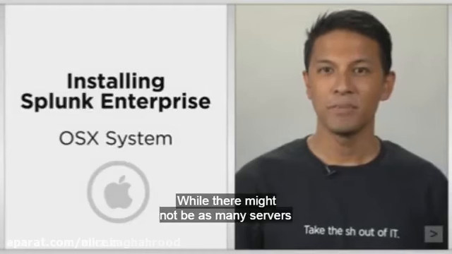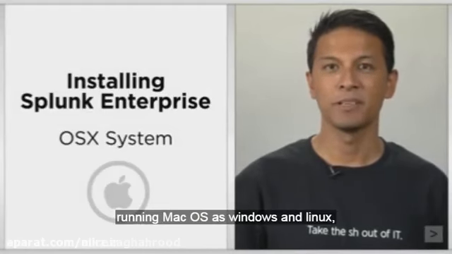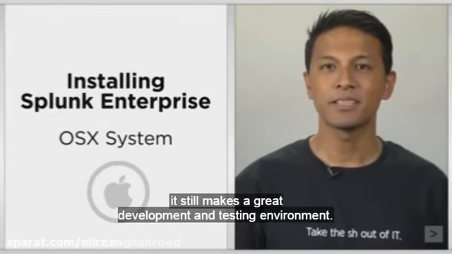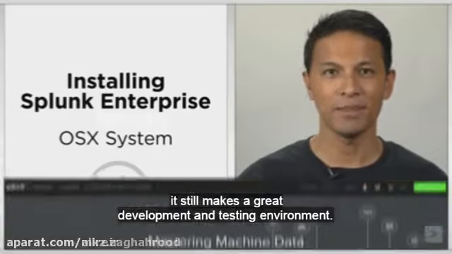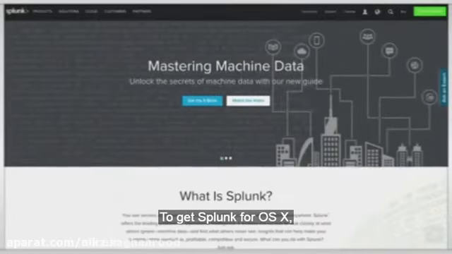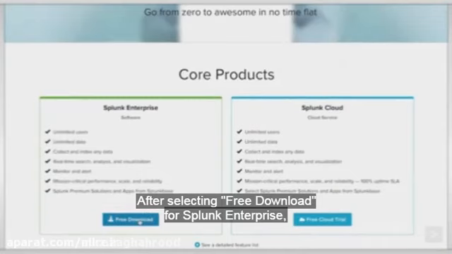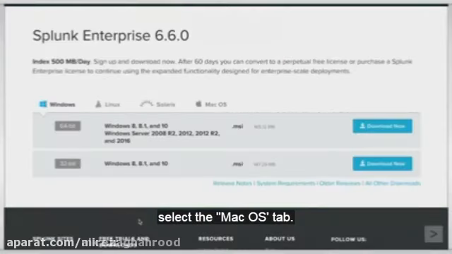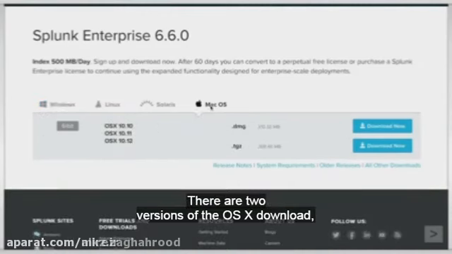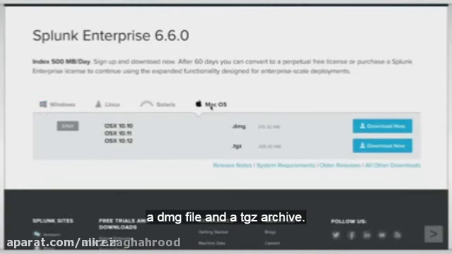While there might not be as many servers running Mac OS as Windows and Linux, it still makes a great development and testing environment. To get Splunk for OS X, go to Splunk.com and click the free Splunk button in the top right of the interface. After selecting Free Download for Splunk Enterprise, select the Mac OS tab. There are two versions of the OS X download, a DMG file and a TGZ archive.